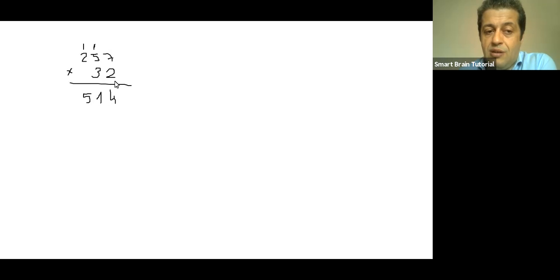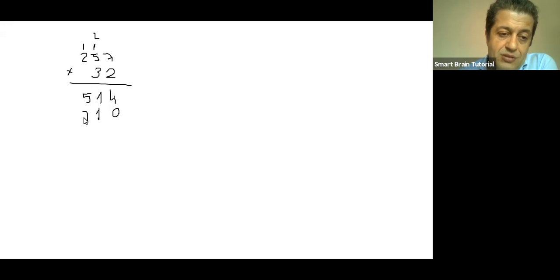The same thing, we can fill that place with 0 because we should start from the second row, from the second column. We have 3 times 7, it is 21, 1, and we carry 2 here. 3 times 5, it is 15, plus 2, it is 17. 7, and we carry 1 here.